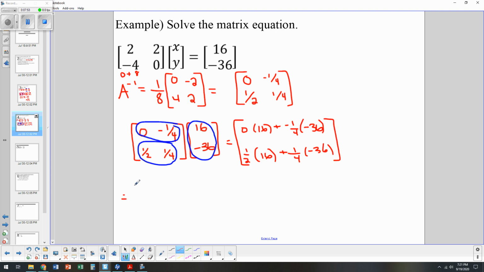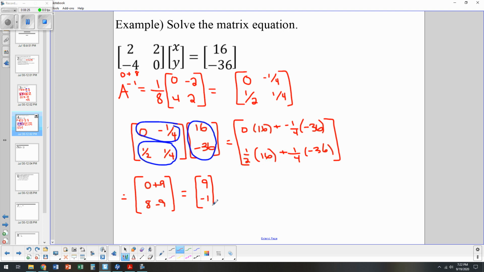So simplifying, 0 times 16, we get 0. Negative 1/4 times negative 36, we get plus 9. Then 1/2 of 16 is 8. Plus 1/4 times negative 36 is negative 9. So 0 plus 9 gives us 9. 8 minus 9 gives us negative 1.